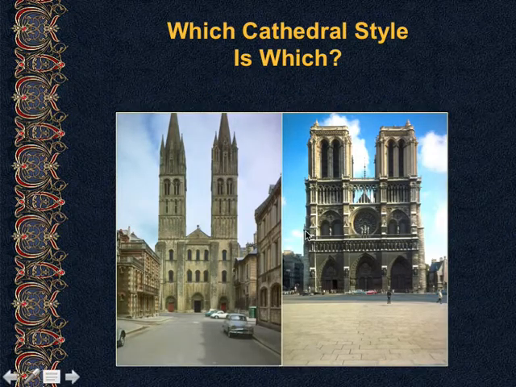Looking at the two buildings, the overall height of the building, the detail of the stained glass windows, hard to tell the intricate designs from inside, but looking at them side by side, which one would be Gothic, which one would be Romanesque?